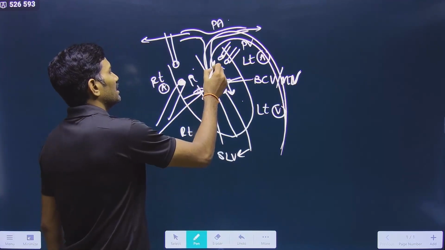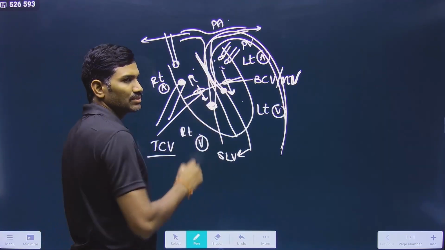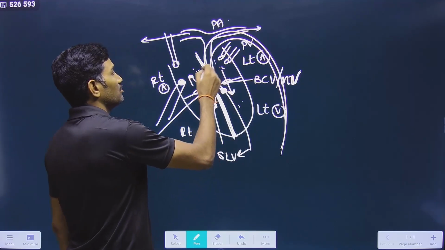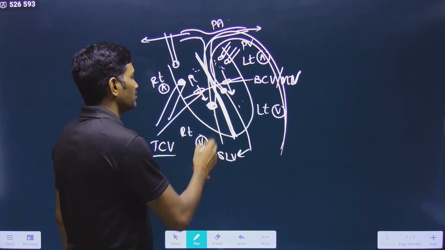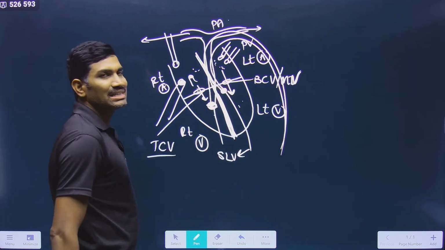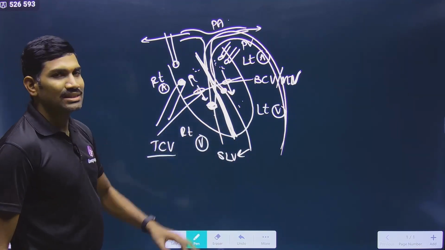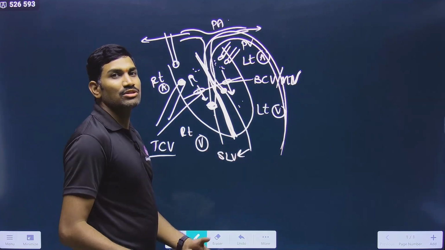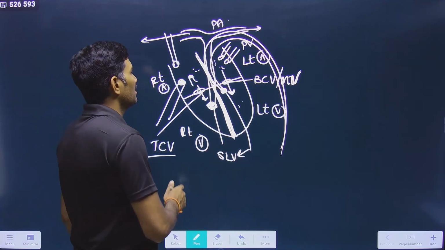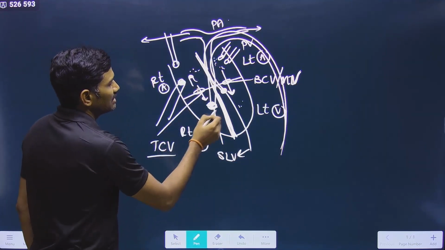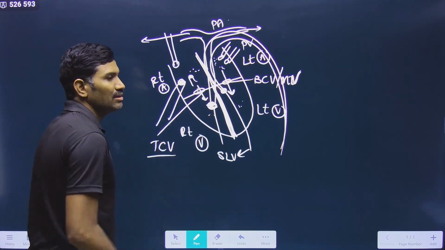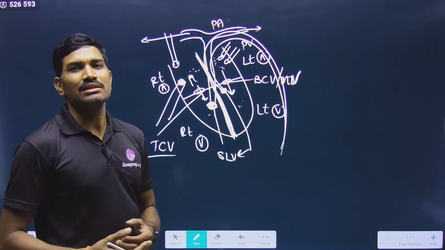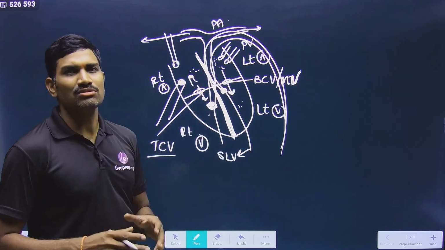Next one, two atria are separated by the interatrial septum. Two ventricles are separated by the interventricular septum. Both of these are made up of muscles, but the interventricular septum is thicker, it has more muscles. Whereas atria and ventricles are separated by a fibrous connective tissue that is called the atrioventricular septum. So in this way, we have also studied the different names.